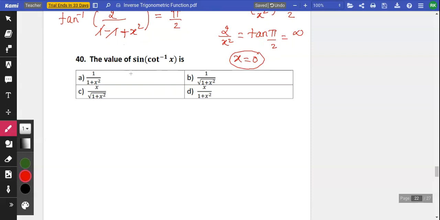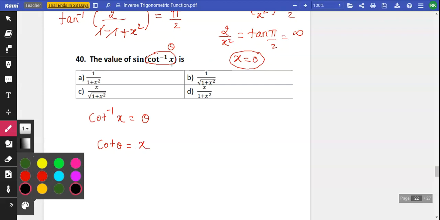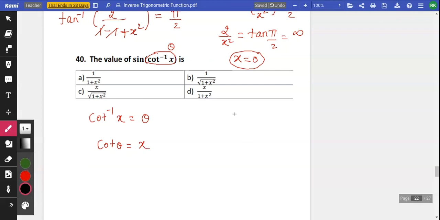Sine cot inverse x. Again we take cot inverse x as theta. Cot inverse x is taken as theta and cot theta is equal to x. Basically we have to find the value of sine cot inverse x. Cot inverse x is taken as theta, so we have to find the value of sine theta.